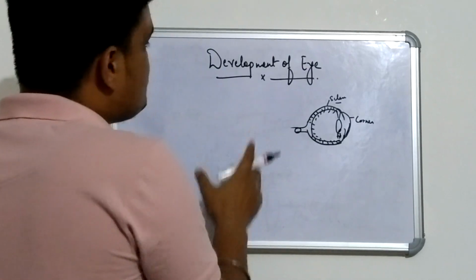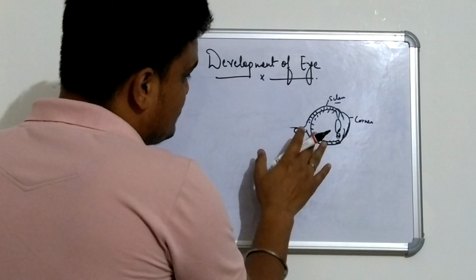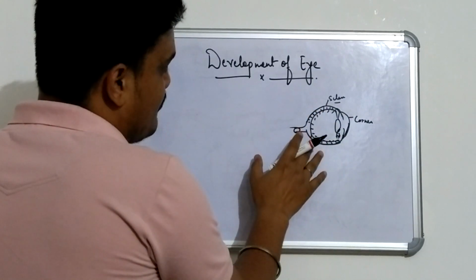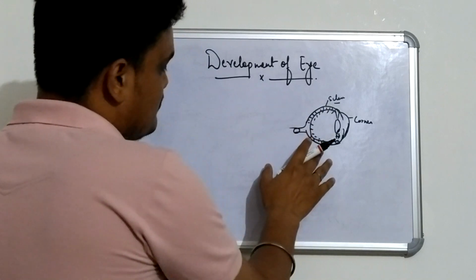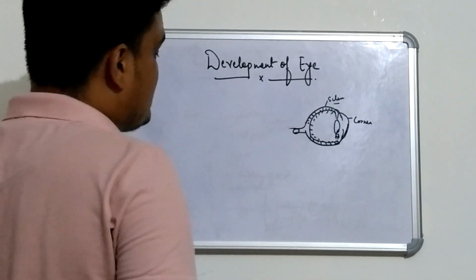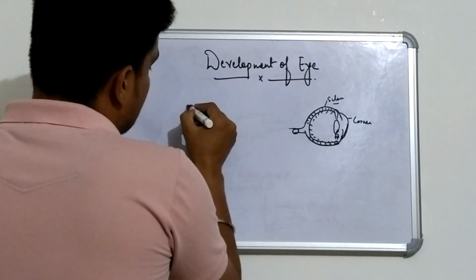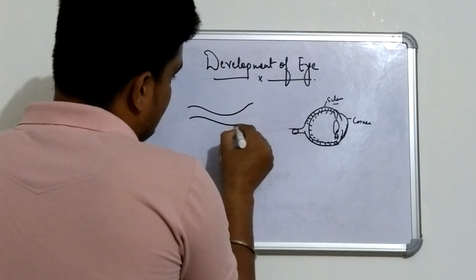So today we are going to discuss the development of the eye, how these parts of the eyeball come into position, whatever we are learning here. So let's start from the very basics and from the embryology. Let me first make a diagram.